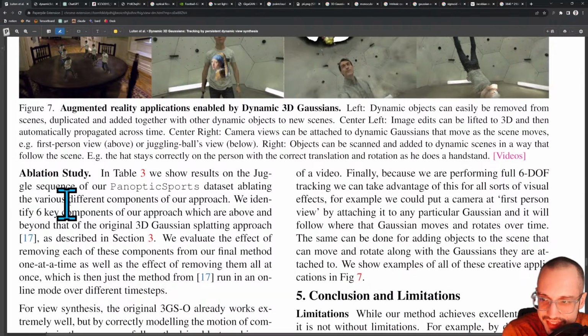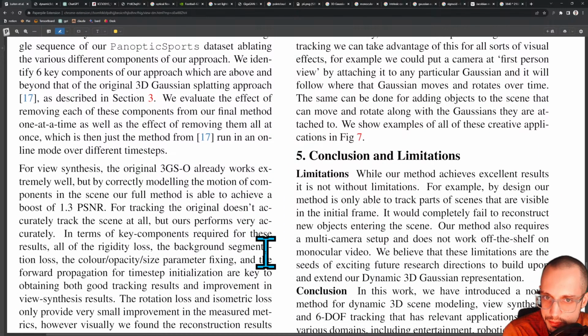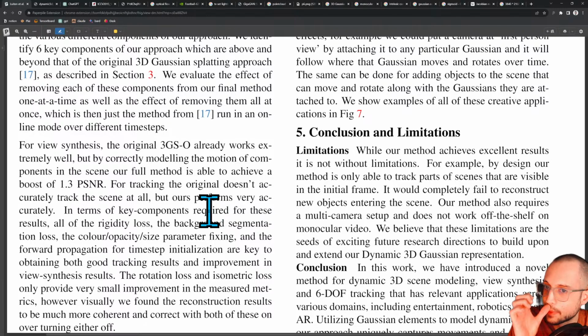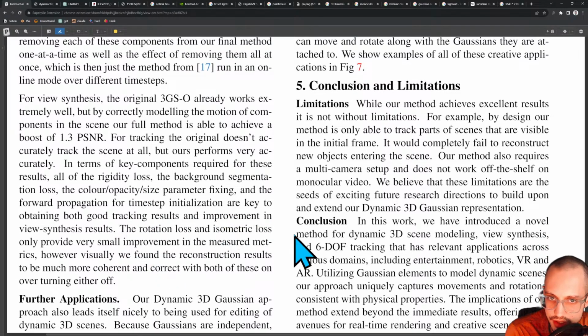Okay. We show results on the juggle sequence of our Panoptic, ablating various different components of our approach. We identify 6 key components, which are above. So this is the ablation study, which basically just shows that the rigidity loss is the best. In terms of key components, the rigidity loss, the background segmentation loss, the color opacity size parameter fixing, and the forward propagation for time initialization are key to obtaining both good tracking results and improvement in view synthesis results. The rotation loss and isometric loss only provide very small improvement in the measured metrics. However, visually we found the reconstruction results to be much more coherent.